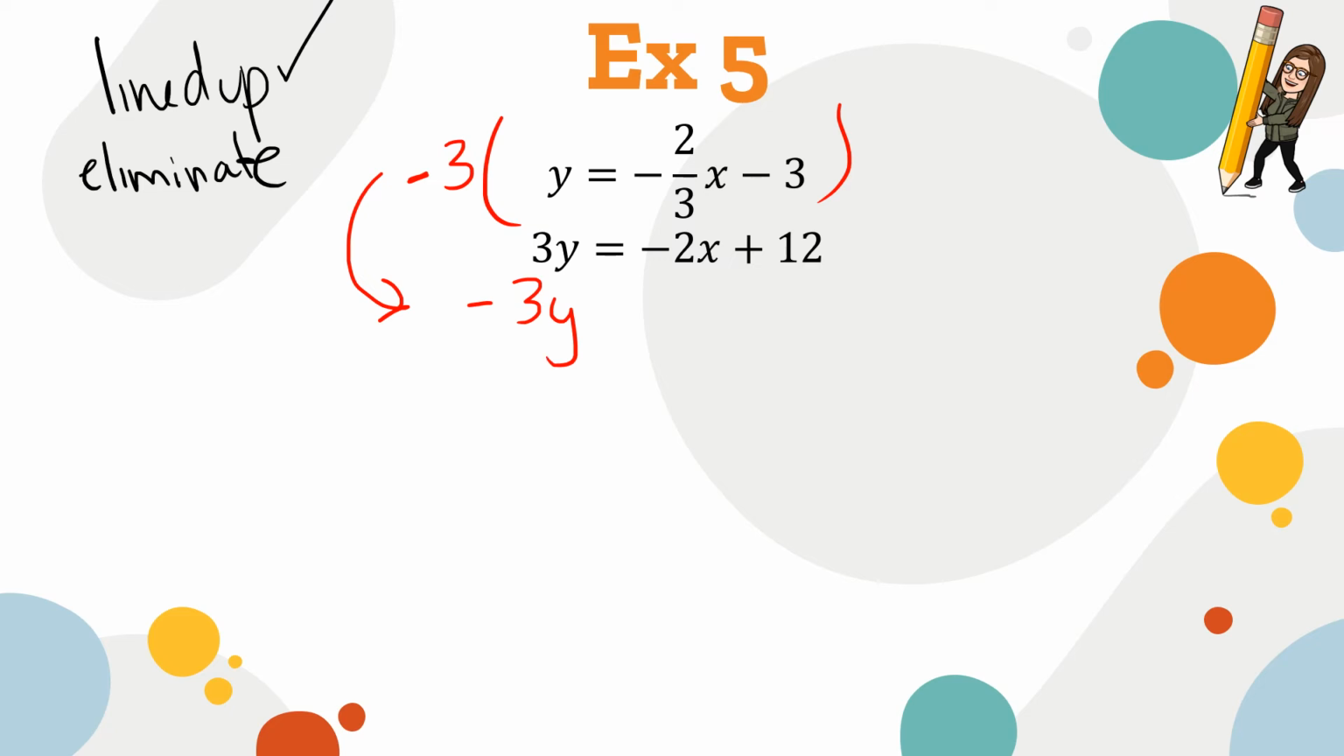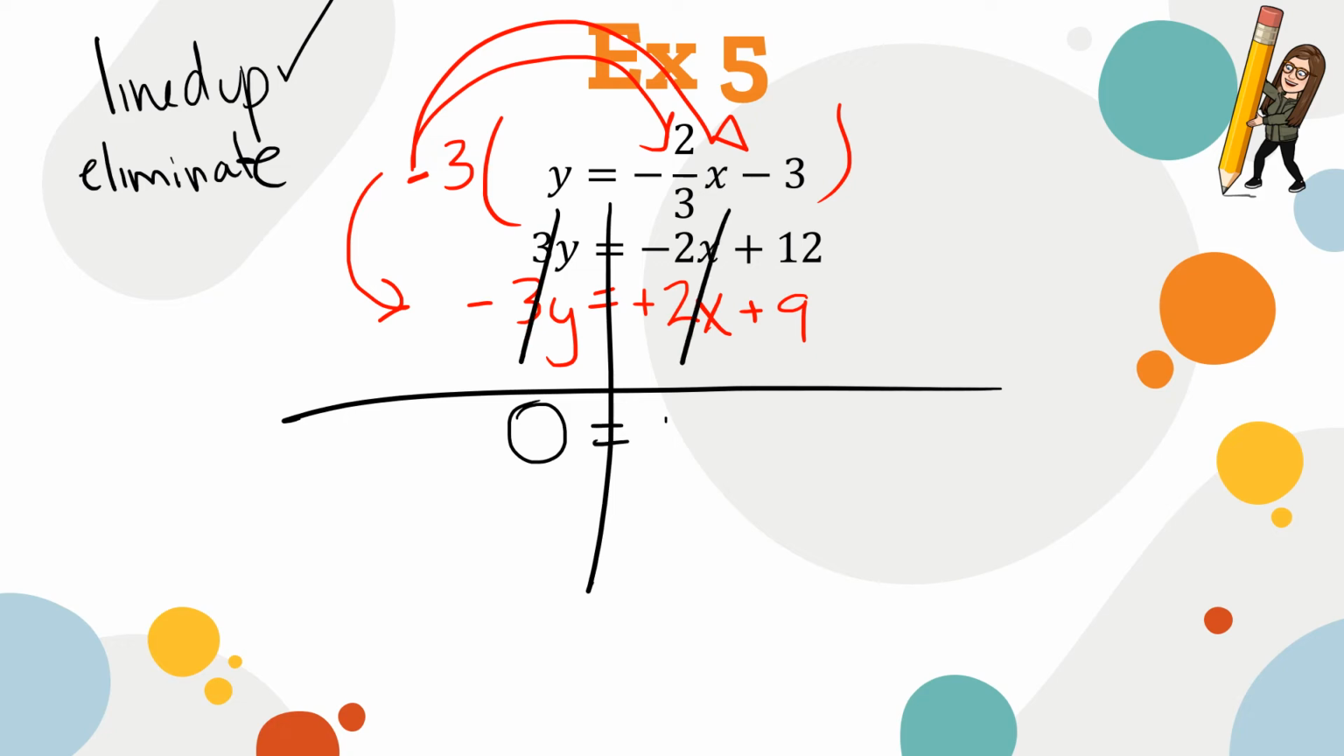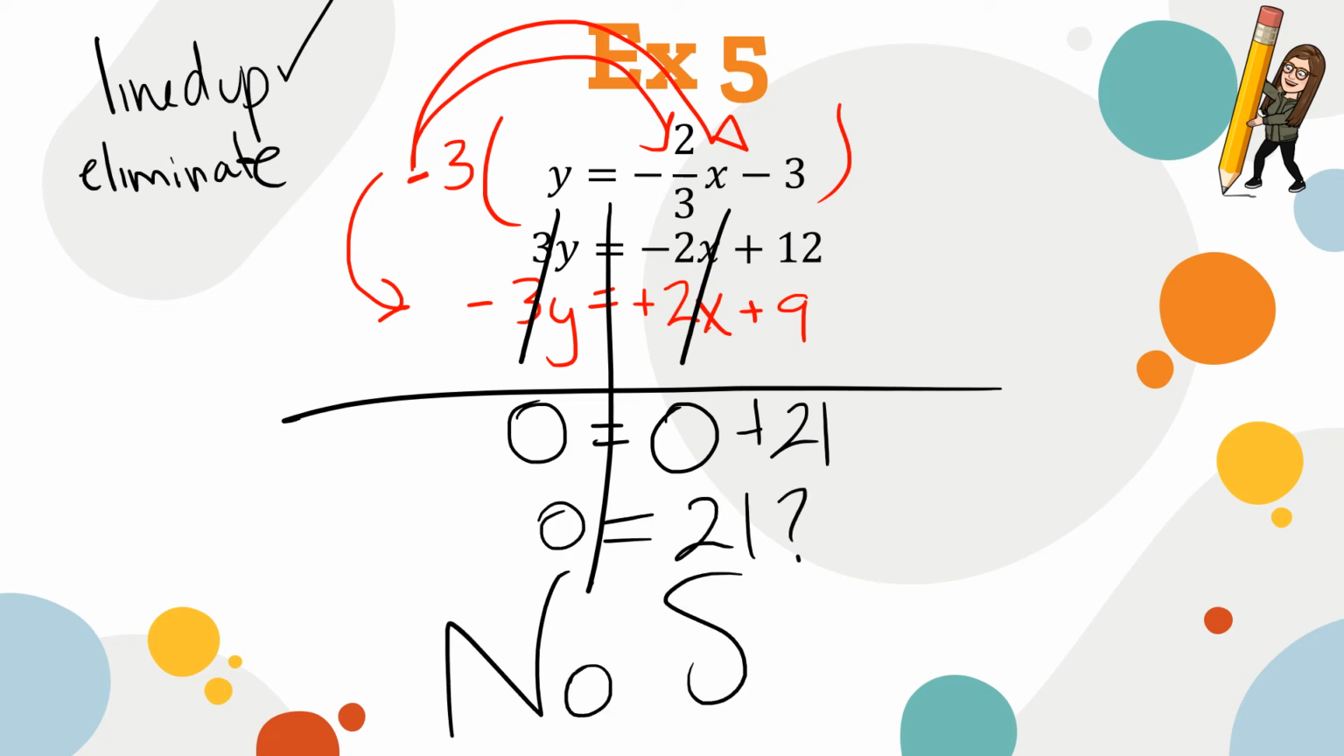-3 times y is -3y. Negative times negative is positive. 2/3 times 3 is 2. Use your calculator if you need to. -3 times -3, positive 9. Old school addition. 3y and -3y cancels. Interesting. -2x, positive 2x cancels. Keep going. 12 plus 9, 21. Does 0 equal 21? Nope. No solution.